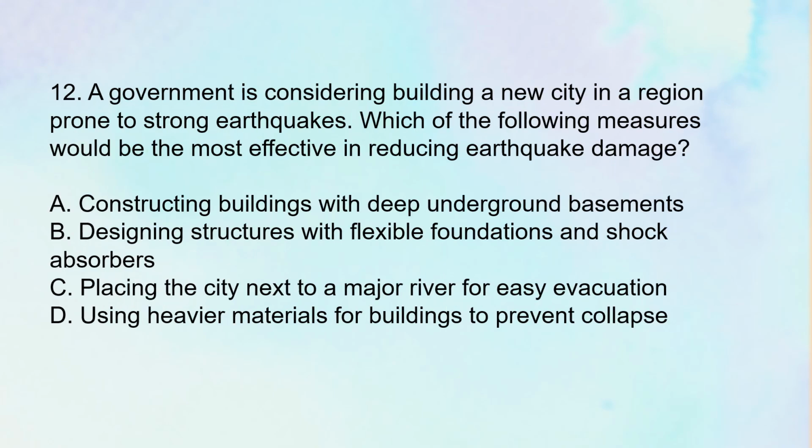Number 12. A government is considering building a new city in a region prone to strong earthquakes. Which of the following measures would be the most effective in reducing earthquake damage? Letter A, constructing buildings with deep underground basements. Letter B, designing structures with flexible foundations and shock absorbers. Letter C, placing the city next to a major river for easy evacuation. Or letter D, using heavier materials for buildings to prevent collapse.